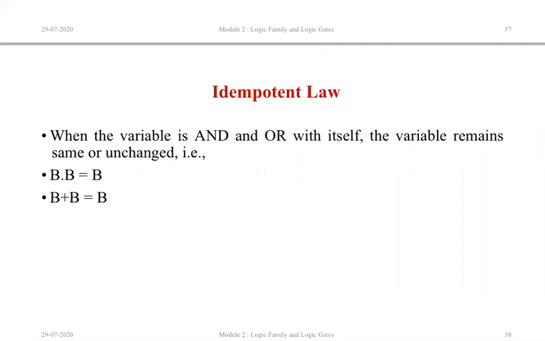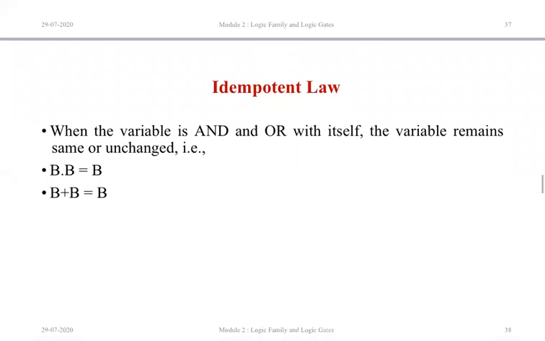So when it is ANDed or ORed with itself. The earlier one was ANDed with 0 or ANDed with 1, ORed with 0, ORed with 1. Now this third law is with itself. So b dot b is b and b plus b is also b. So this is the idempotent law.